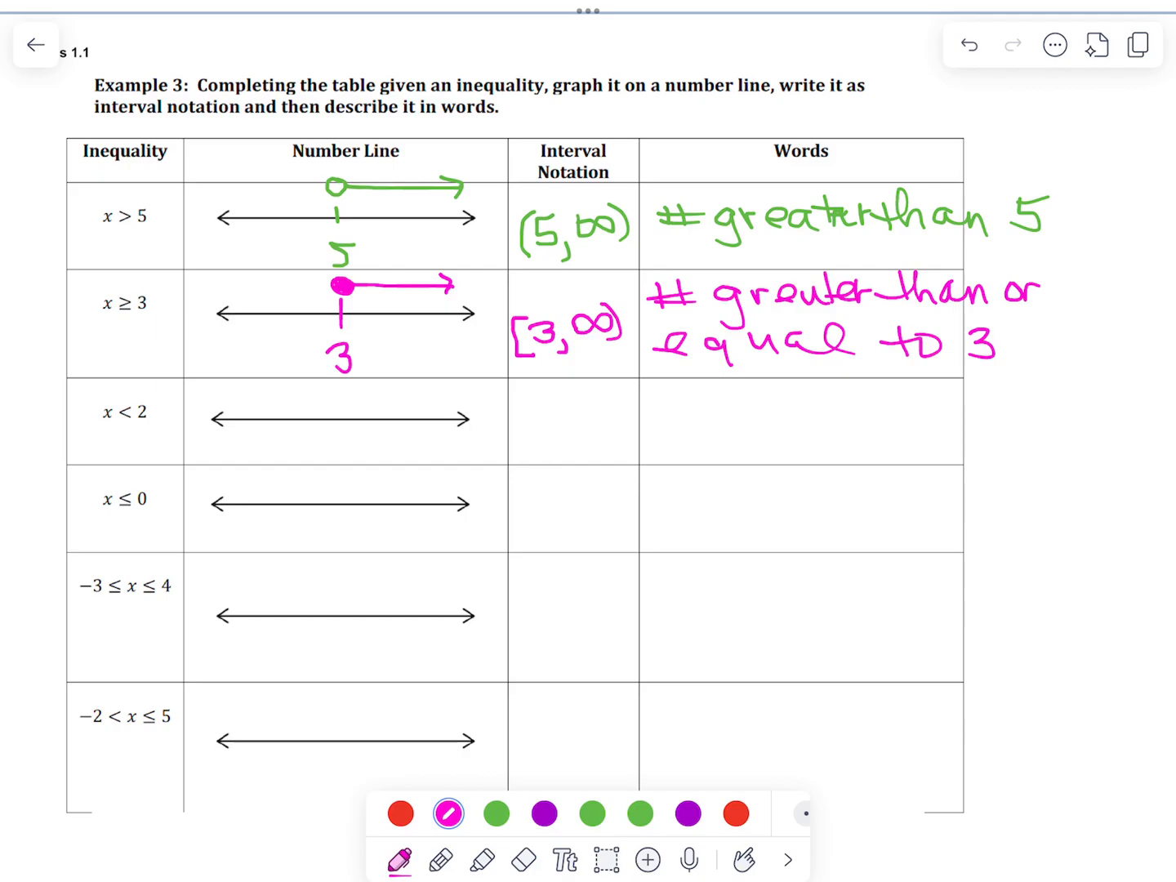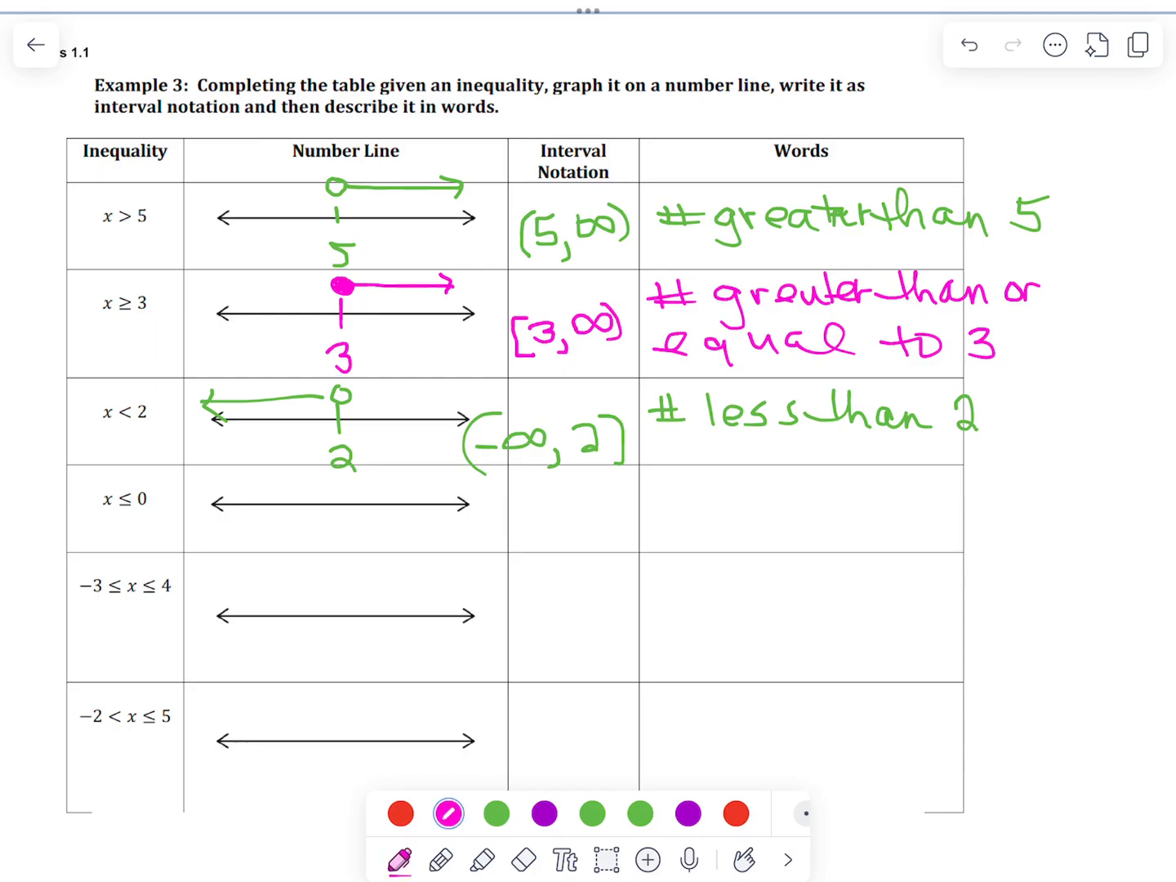All right. The next one is now less than 2. So it's going to go to the left. It is not including 2. So we always go left to right. So it's negative infinity, comma, 2. It does not include 2, so we have a parentheses. So it's numbers less than 2.